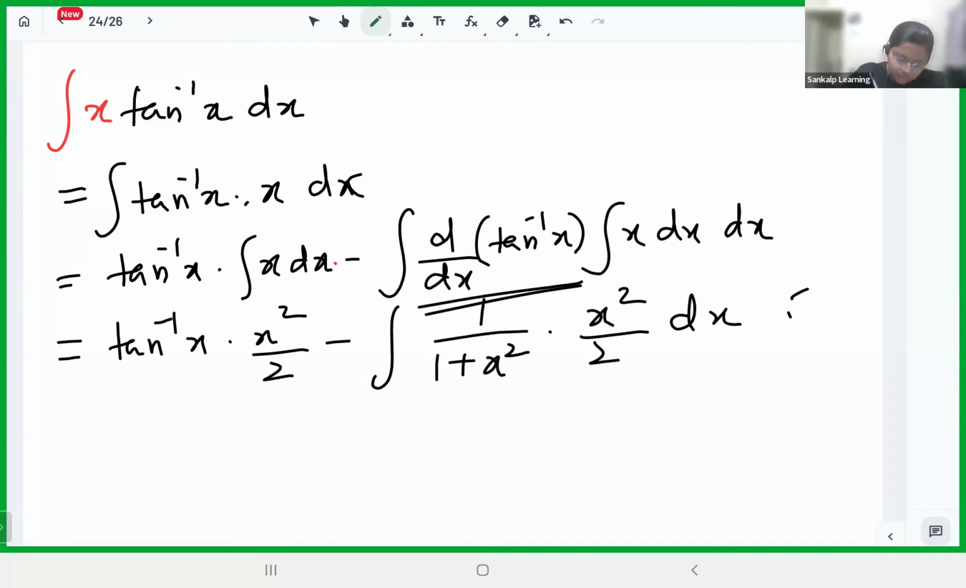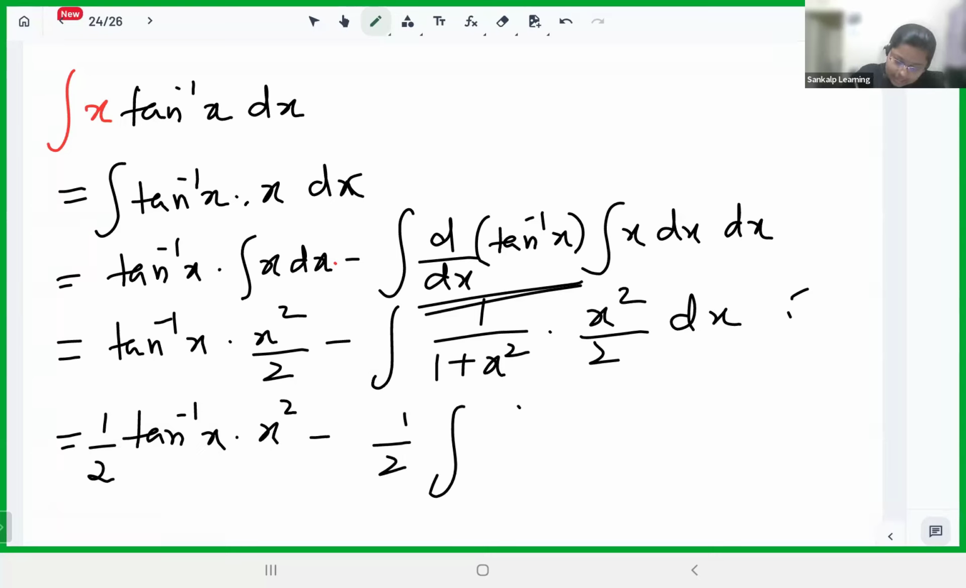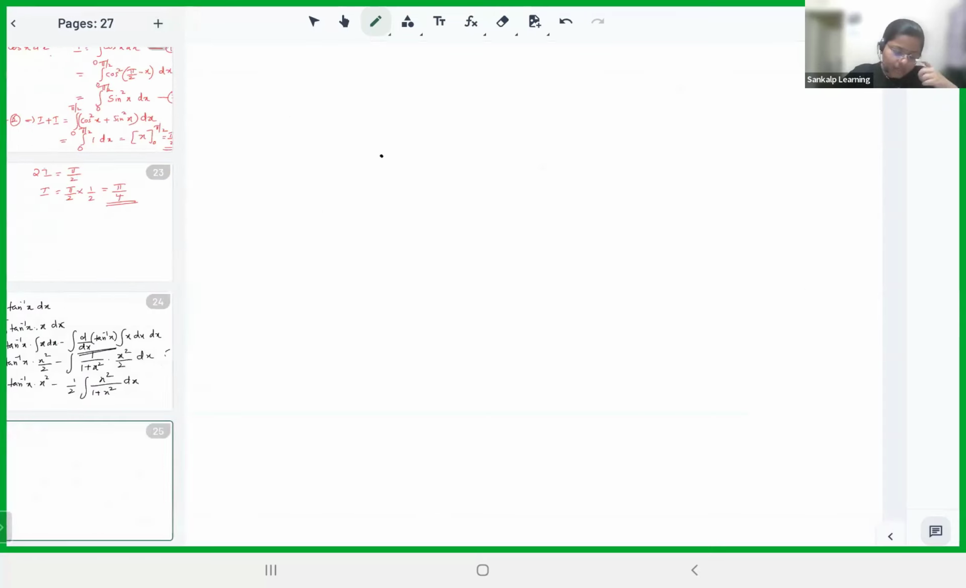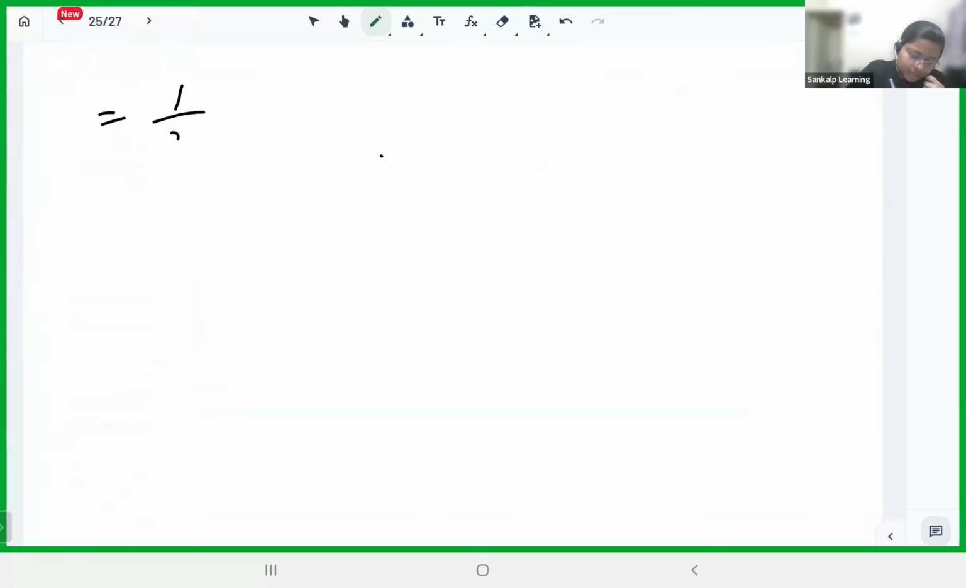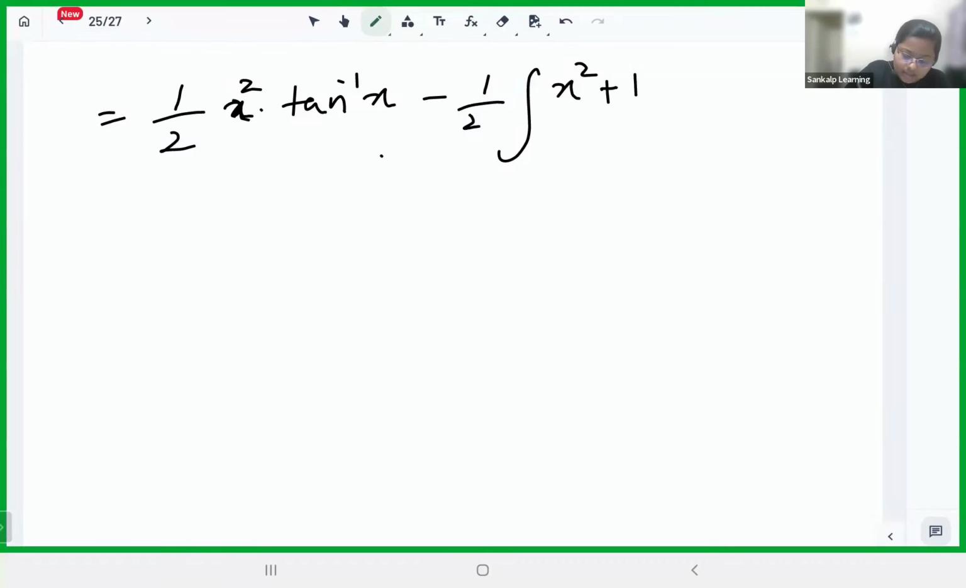Right? So this is equal to tan inverse x into, and this 1 by 2 can be written like this also, into x square minus 1 by 2 integral x square by 1 plus x square dx. Now what I'm going to do is make some changes like this: minus 1 by 2 integral. I'm going to add 1 and then subtract that 1, then only it will be equal, right?